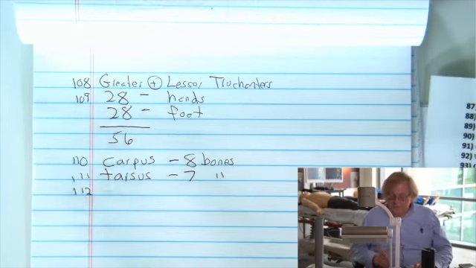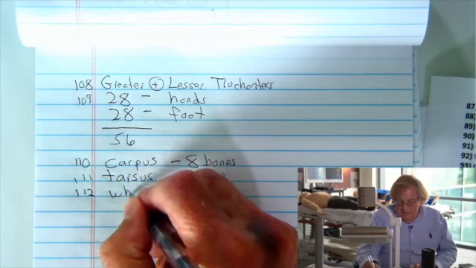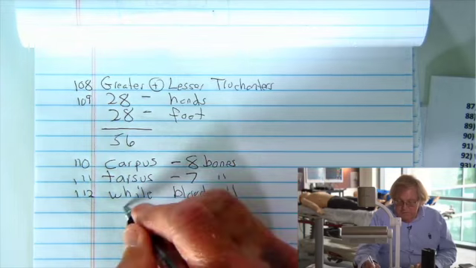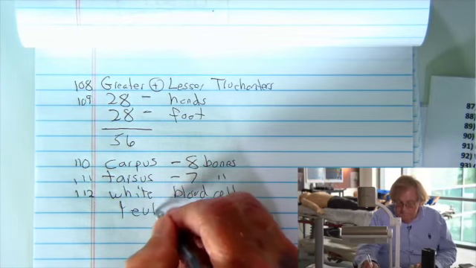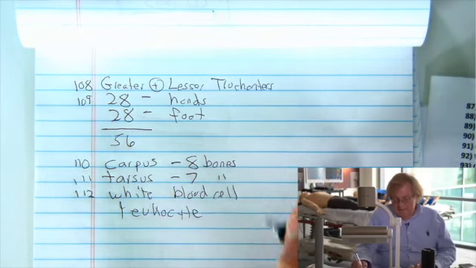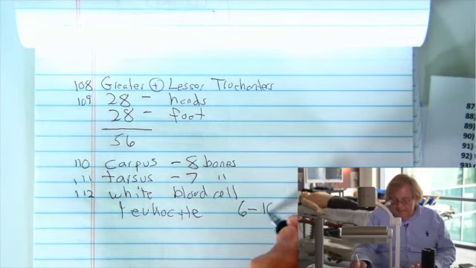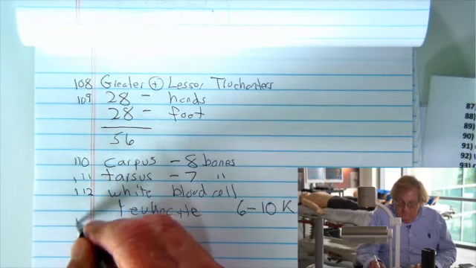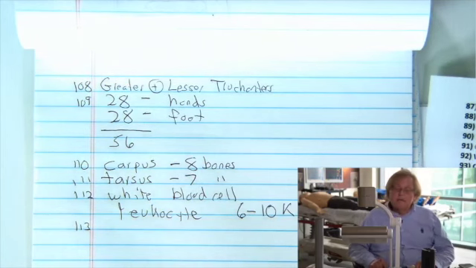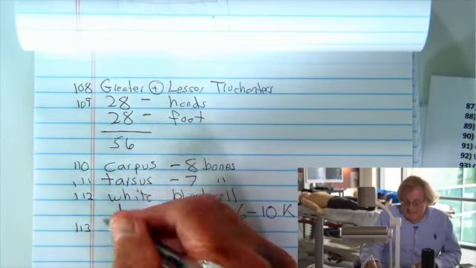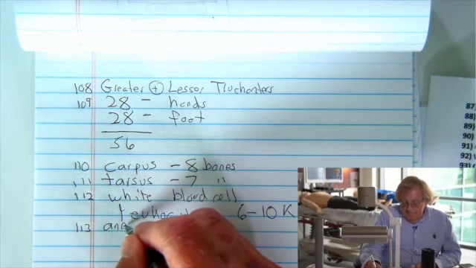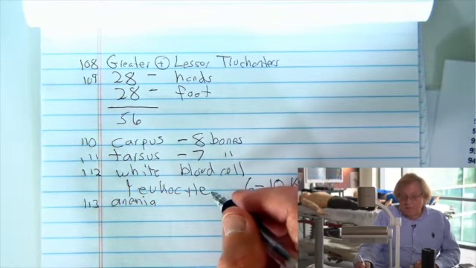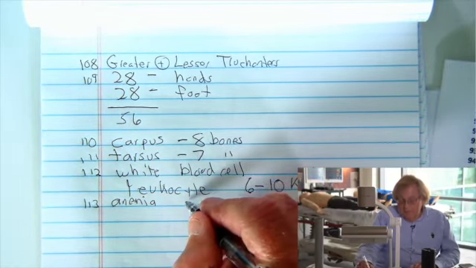112, WBC, that's a white blood cell. Remember, a white blood cell is a leukocyte. Always think of the magic number of 6 to 10,000 per cubic millimeter. 113 says a low red count. Low red count, probably the easiest answer to remember, is anemia. But another way of saying it, because you remember there's always more than one way to say the same thing, would be erythrocytopenia.